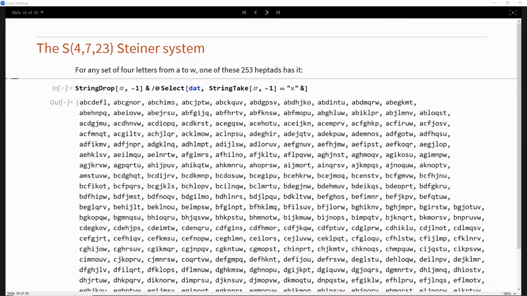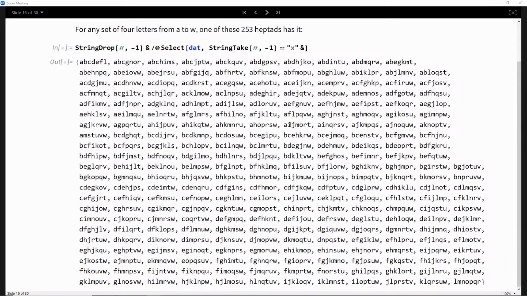And this is a unique Steiner system, the 4-7-23 Steiner system: 23 letters in the alphabet, all in block sizes of 7, and any four items from the alphabet are in here somewhere.